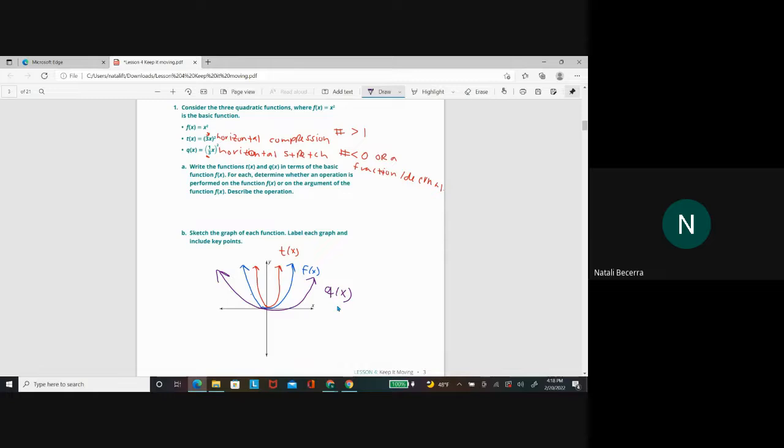Okay. How are you going to write this? Well, for t of x, that's going to be f of 3x. That's how you write it as a function. And for q of x it is going to be f of 1 over 3 x. That's how you write that. Okay? All right, moving on.